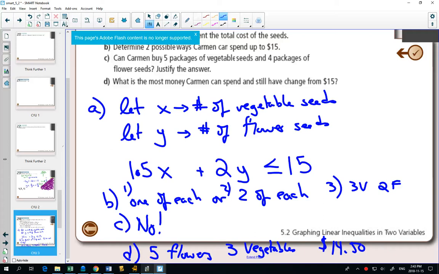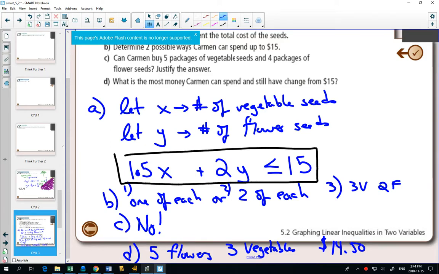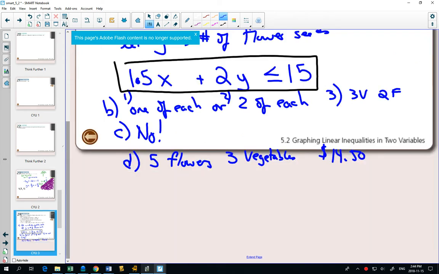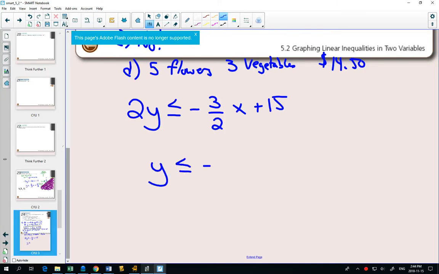One of the things we can do with a question like this is we can take this inequality right here, and we can rearrange this to get y by itself. Can you see that you would have 2y less than or equal to negative 1.5x plus 15? Can I change the 1.5 to a fraction? You okay with 3 over 2? And what would I have to do to get y by itself? Divide by 2. So I wouldn't have to change the inequality. This will become negative 3 over 4x plus 7.5, or 15 over 2.